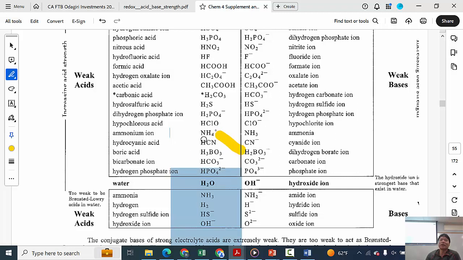So as we go down here, for example, dihydrogen borate. However, if we go up here, then it's going from weaker to stronger. So we need to go from stronger to weaker, downhill. It's got to be downhill. Does that seem pretty straightforward? And so ammonium reacts with any base stronger than ammonia, which is cyanide, dihydrogen borate, carbonate, phosphate, hydroxide, amide, hydride, sulfide, oxide.